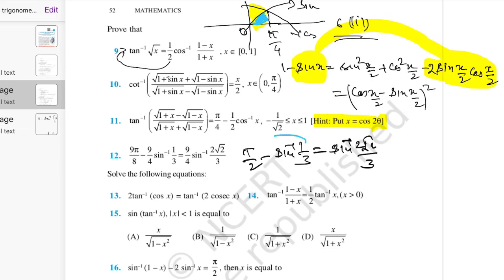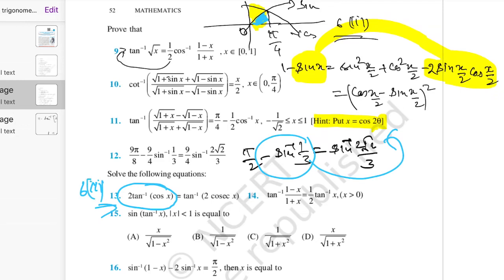Now you can bring this sin inverse 1 by 3 to the other side, and solving the right side you will get pi by 2 then. Okay, remaining one here also, on the left hand side you can apply property 6, third part.